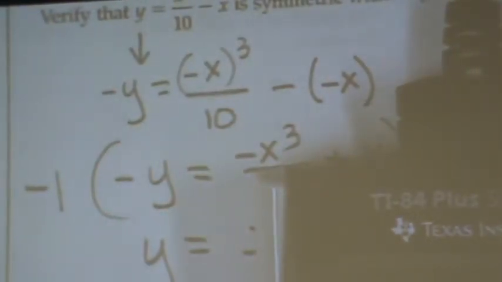So I'm going to type in parentheses, x to the third over 10, and then minus x. And I'm going to graph this. Okay, there's the picture of it. So if I were to pick a point and go through the origin, does it appear that all of these segments are going to be equal? Yes. Now let's look at our table.